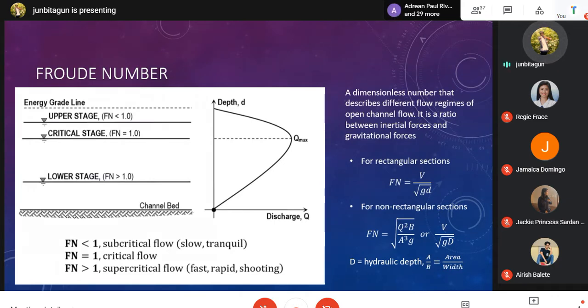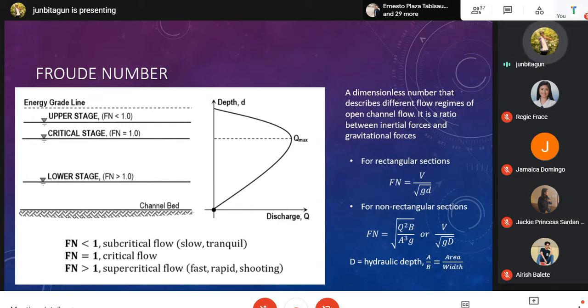For a non-rectangular section, this is our Froude number: Q squared B over A cubed times G, no? So the Q there is the flow rate, the B there is the width of our flow. Take note, the width of the flow is the width of the water facing the atmosphere. So if it's a triangle, the point of the triangle is probably at the bottom. Later I'll show you what that B is. Then the surface is what we use as B, the width of your cross-section at the surface. And then A is area, and G is the same gravitational acceleration.